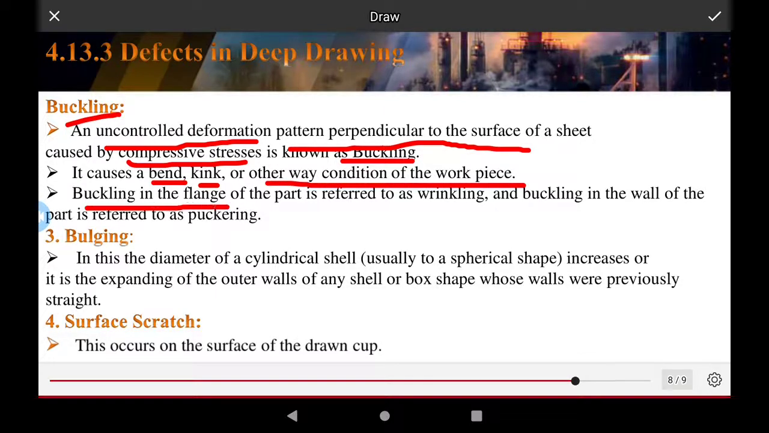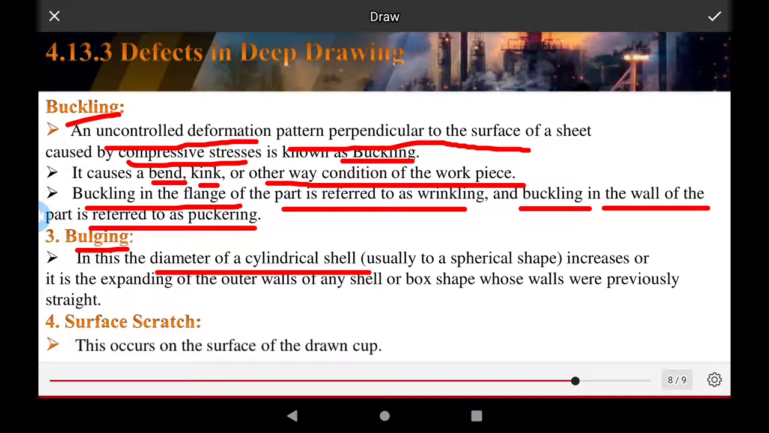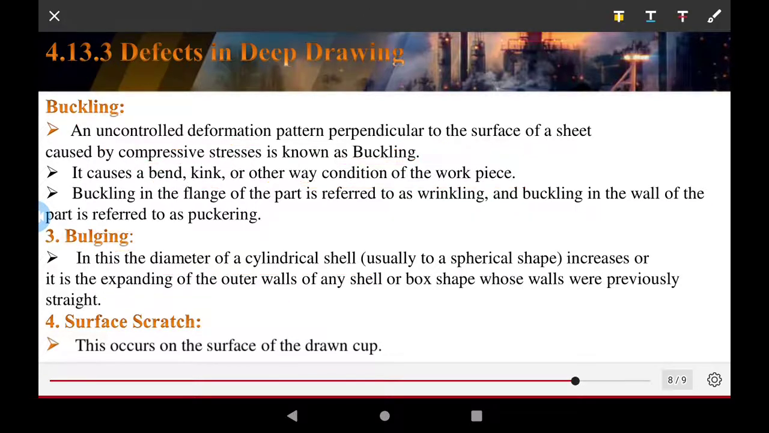Wrinkling can occur in the flange of the part, and in the wall of the part during punching. The diameter of the cylindrical shell increases, usually toward a spherical shape, expanding the shell. Stretch marks occur on walls that were previously straight, on the surface of the drawn curve.